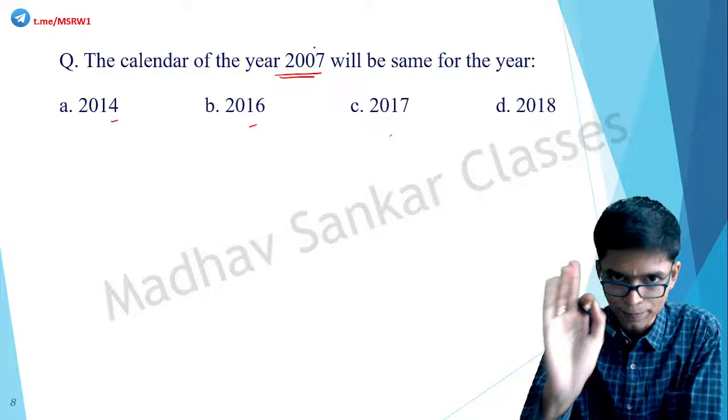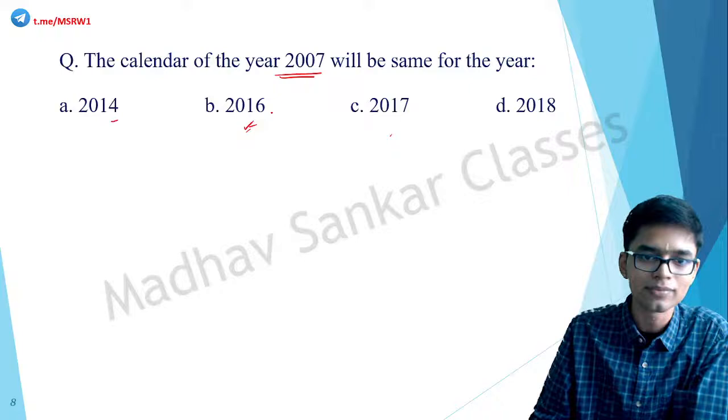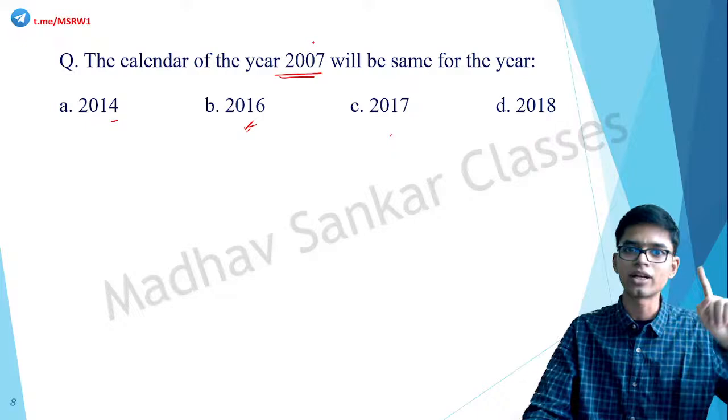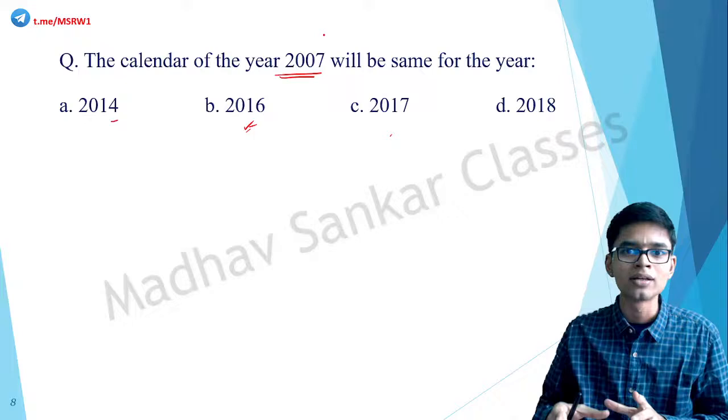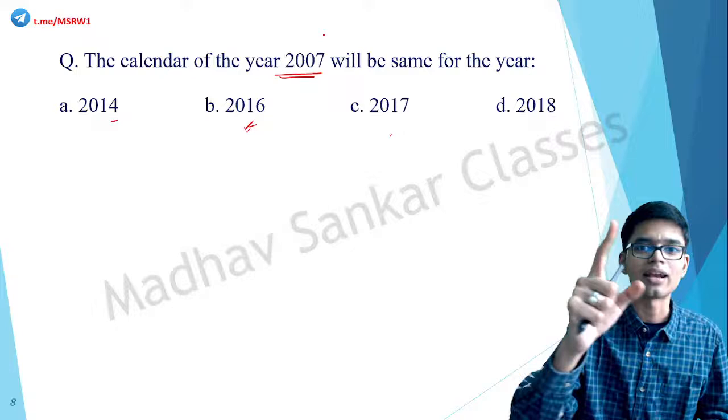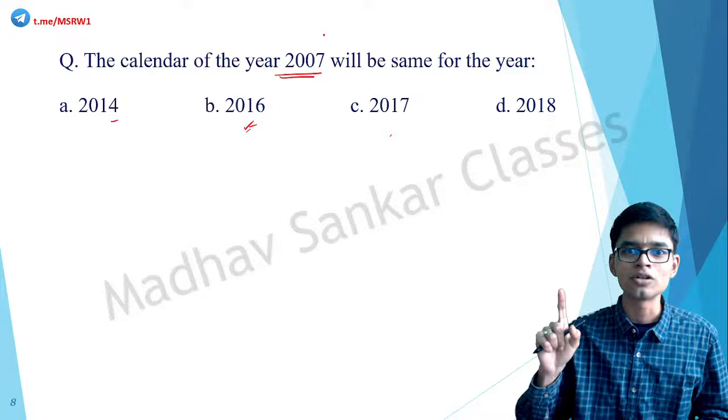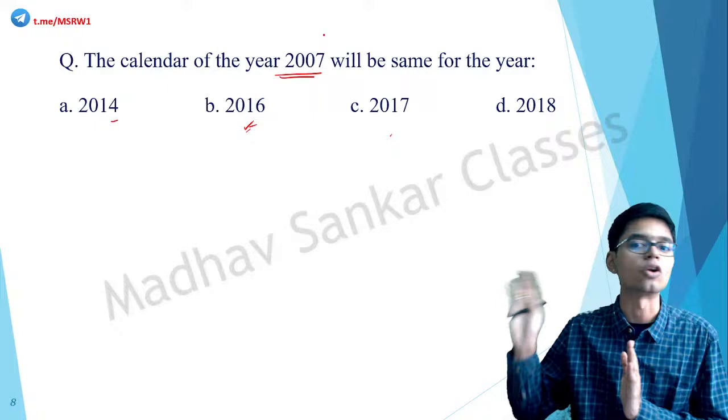Suppose it is 2016. I don't know the answer, but I'm assuming if it is 2016, then starting with 2007, you count the number of odd days for 2008, 9, 10, 11, 12, 13, 14, 15, and finally 16, and it will add up to 0. If it adds up to 0, then the 2016 calendar is equal to the 2007 calendar. Understood? So basically, you have to find the number of odd days and add them until it becomes 0.